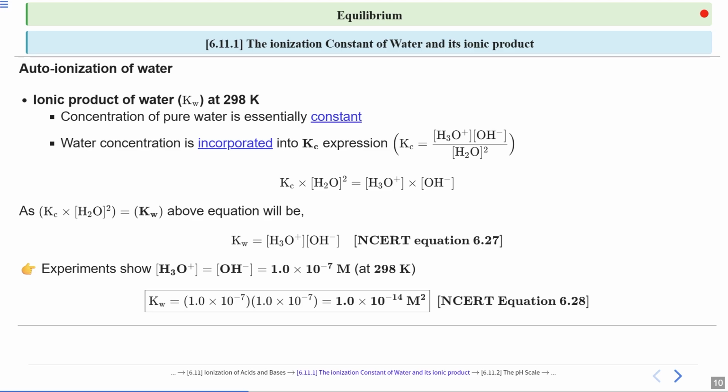So this is a very important result for the autoionization of water, and the value which is written here is used often.